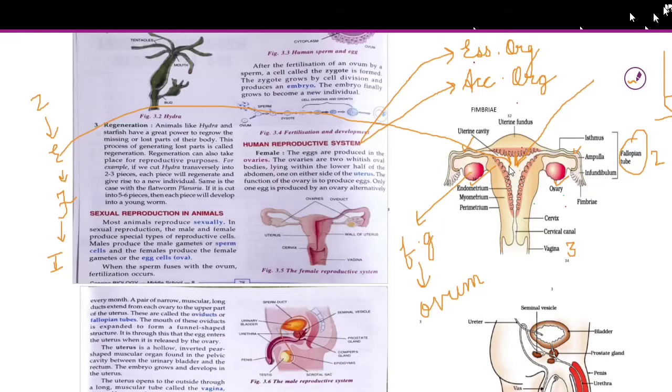Now in the diagram, children, you can see the upper part of the uterus, it is called the uterine fundus, and this is the endometrial region. So the wall has three regions: endometrium, myometrium, and perimetrium, the outer one. The whole wall of the uterus is divided into 3 segments or zones. The outer one is perimetrium, the middle one is the myometrium, and the inner one which renews itself every 28 days.